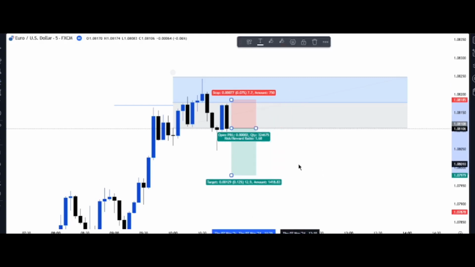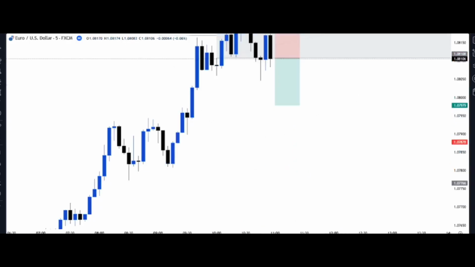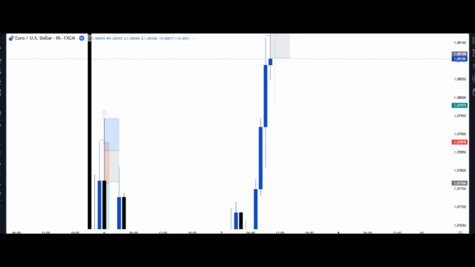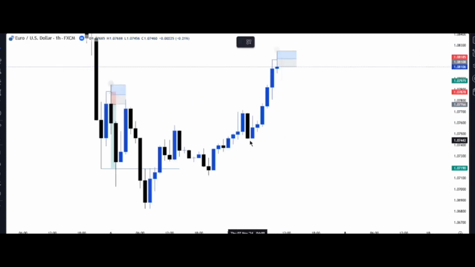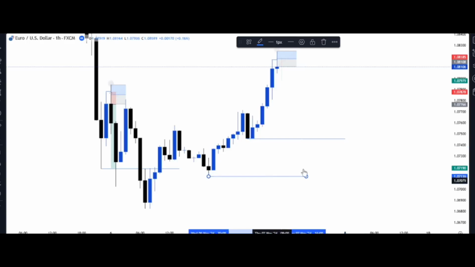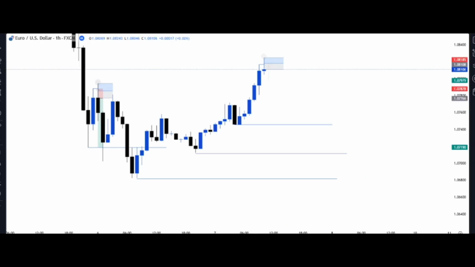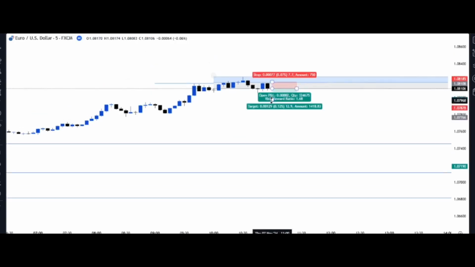And where do we target? Let's get back to that 1H and see where we target. The first target will be this equal lows here, because after taking out this equal lows, price can start going up again. The second target will be here, and then the ultimate target will be here. So let's get back to that 5M and begin to play price and see what is going to happen. So here is our trade. When it gets here, once it takes it out, move your stop loss to break even and then begin to trail your stop.